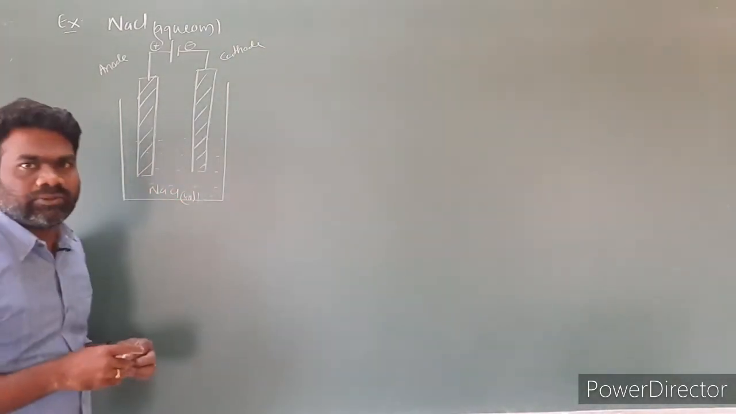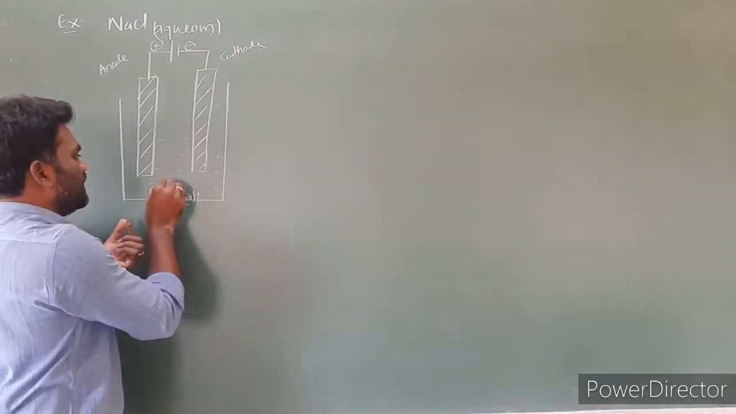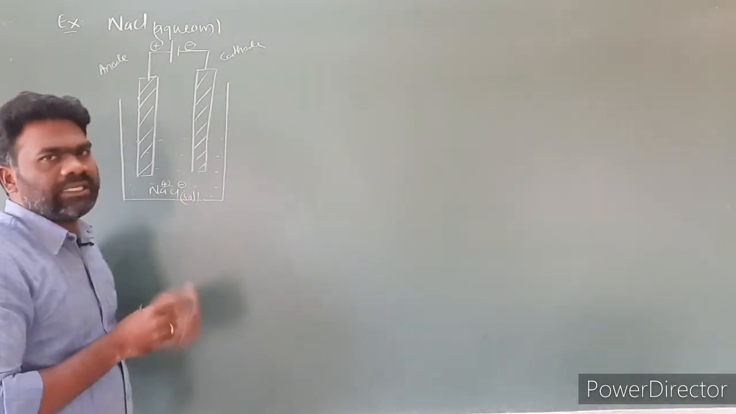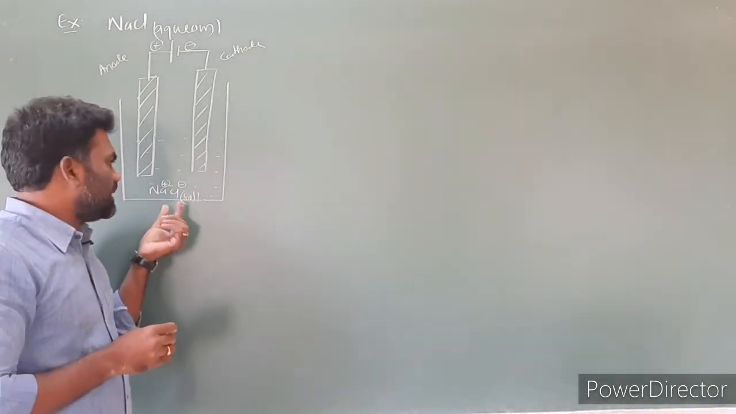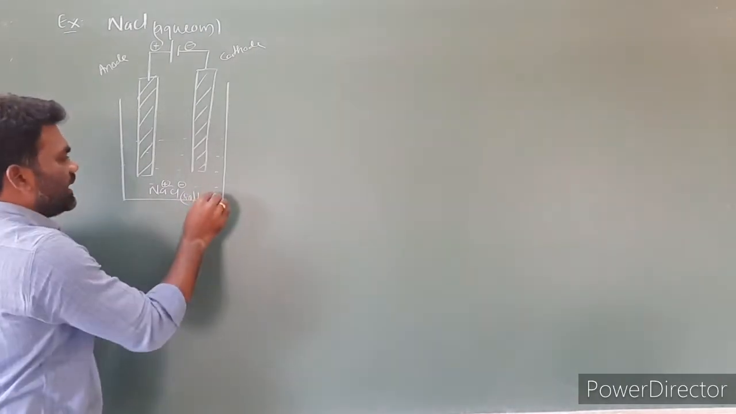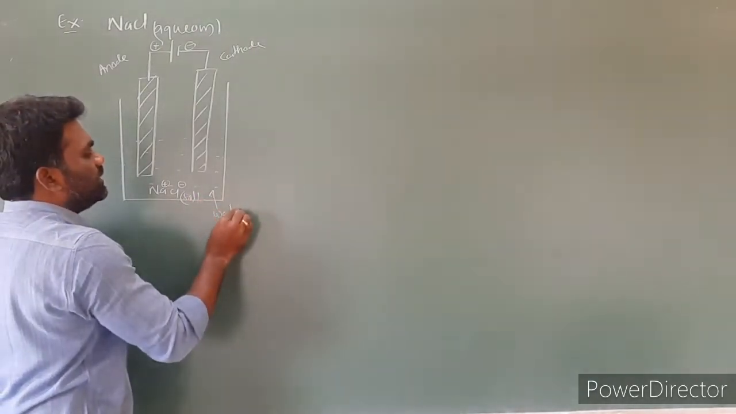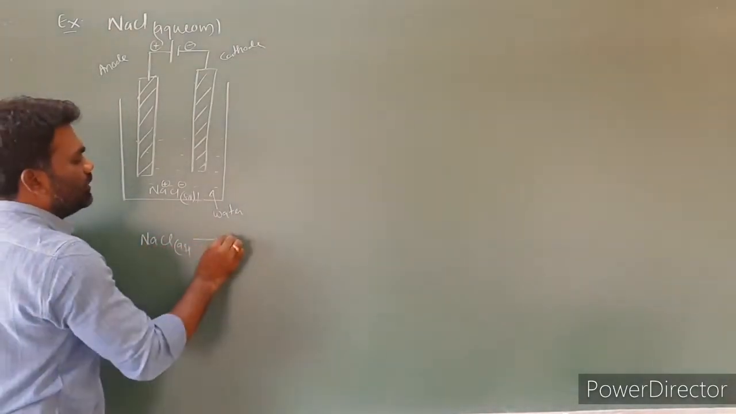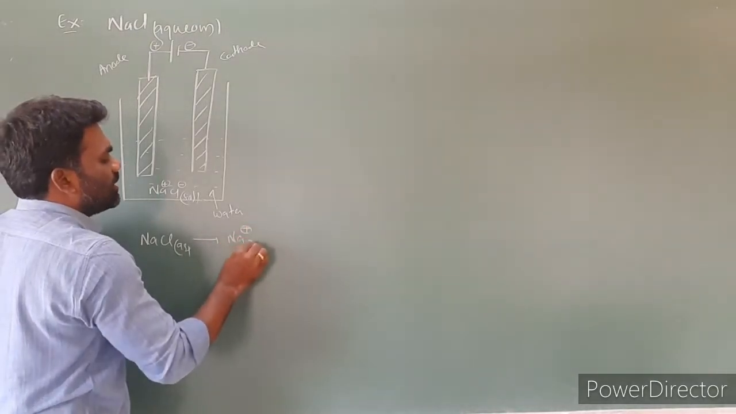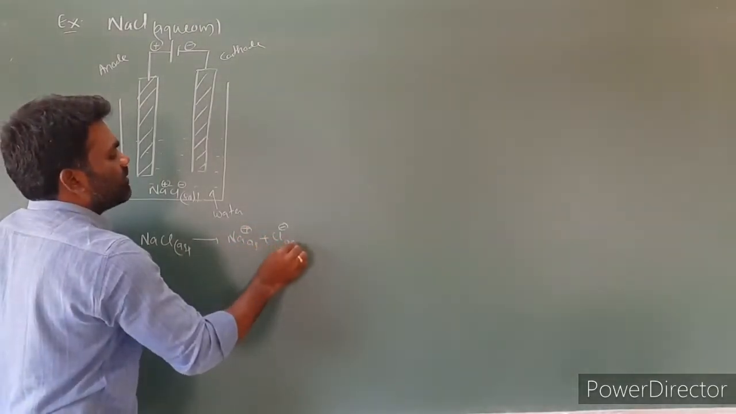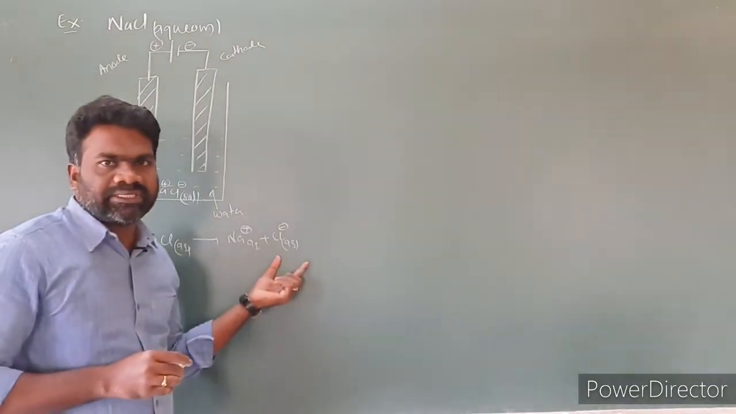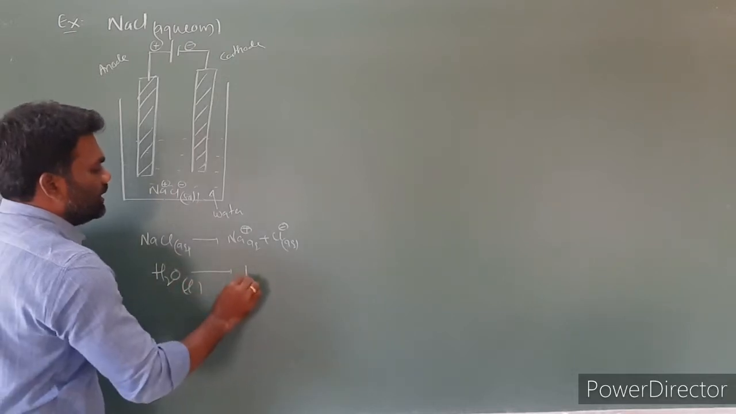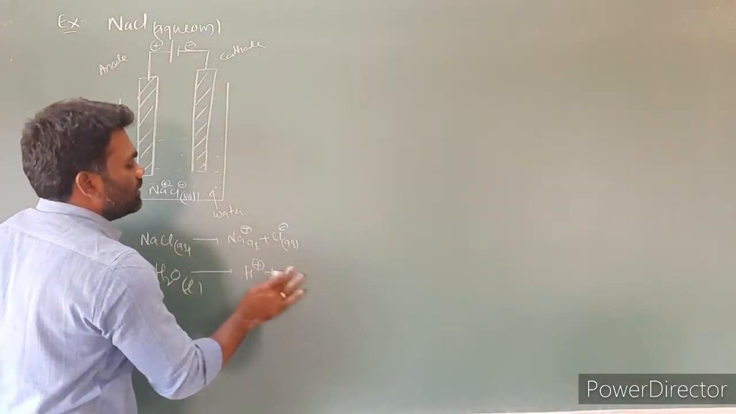If you take the NaCl solution, it will dissociate into Na+ ions as well as Cl- ions, like the molten state. In addition to this Na+ and Cl-, we have water, which also dissociates into its respective ions. NaCl in aqueous state dissociates into Na+(aq) plus Cl-(aq). In addition, water also dissociates into H+ plus OH-.